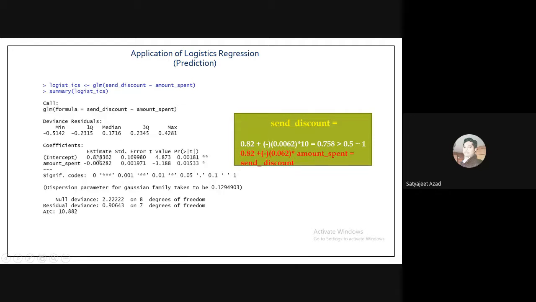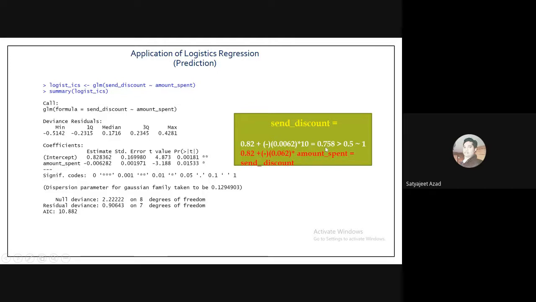0.82 is the intercept. I have taken this value from here. 0.82 plus and minus, because this is a minus sign, and 0.0062. There should be one more zero, so don't worry. Minus 0.0062, and a star, because this is the coefficient of amount spent, and that is why we will multiply it, equals send discount.